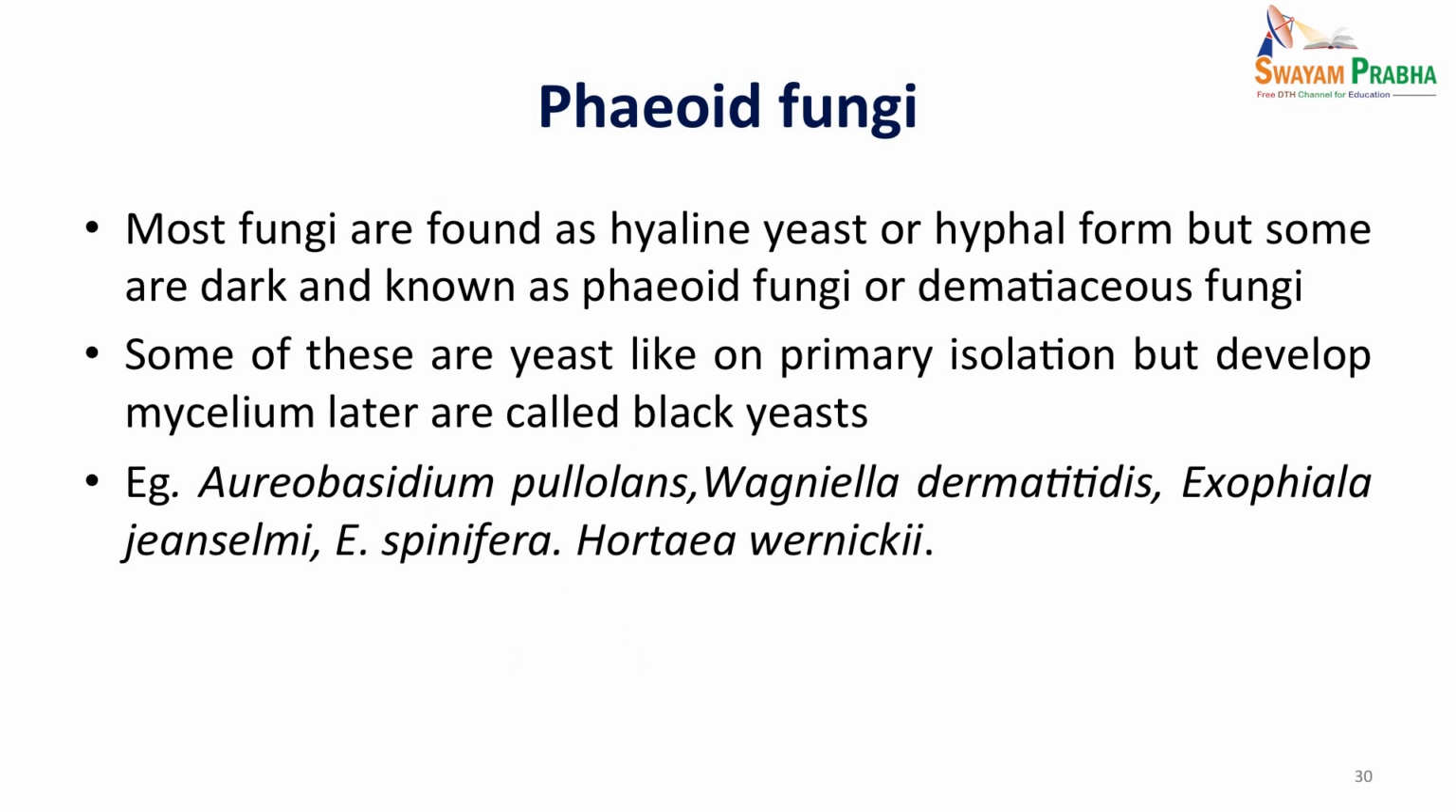Phaeoid fungi are what? The fungi which have pigmentation in the cell wall, or which are colored or dark. They are known as phaeoid hyphae or dematiaceous fungi. Now, some of these are yeast-like on primary isolation. In that case, the yeast itself will also be black colored. So, they are known as black yeasts, and they have these difficult-to-pronounce names like Hortaea, Wangiella, Exophiala and others, which are these phaeoid fungi.